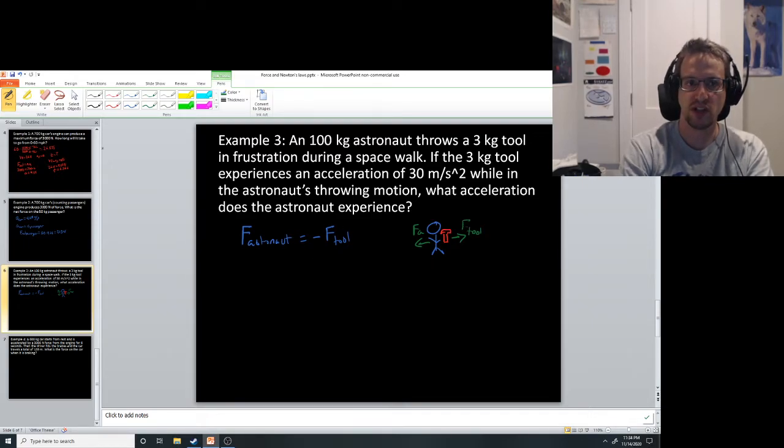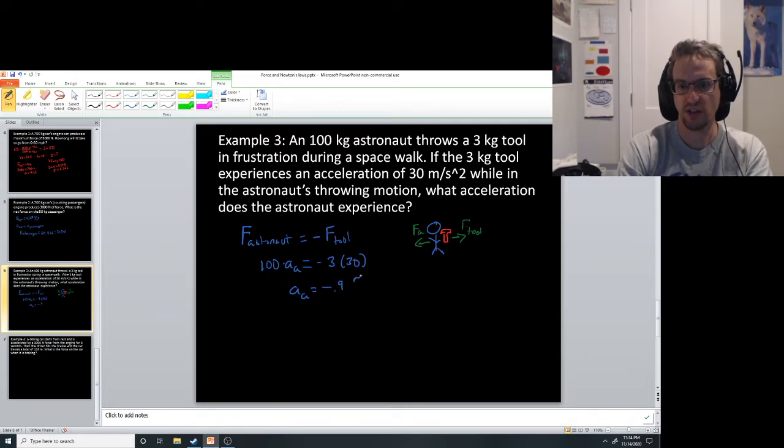So the force of the tool is equal to the mass of the tool times its acceleration. This is 3 times 30. And the force on the astronaut is 100 times the acceleration of the astronaut. This acceleration of the astronaut is negative 0.9 meters per second squared. It's just the opposite direction of the tool.